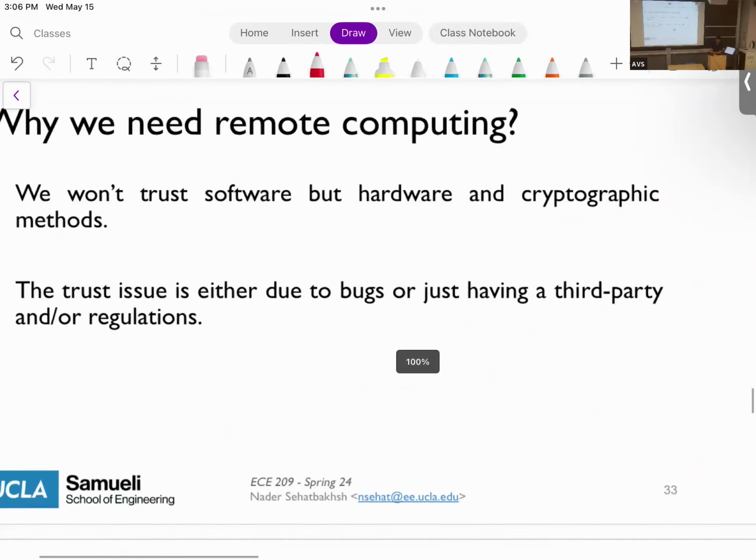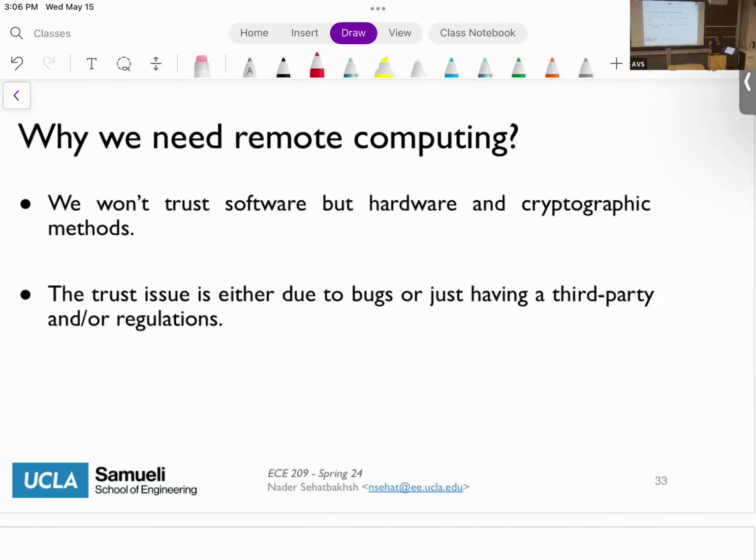So as I said, this is just repeating what I just said. The reason that we want remote computing is that we don't trust software, but we do trust our cryptography algorithms, and we do trust that the hardware is doing what it's supposed to do. So these two things we trust. Based on that, we build a remote computer. And the reason that we don't trust is two things. One is that we don't trust that the operating system handling the remote computer is really secure. Why? Because of all these memory safety problems that one might have. Or we just don't trust the third party.